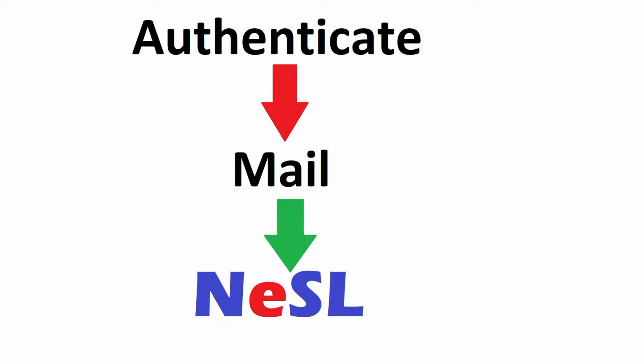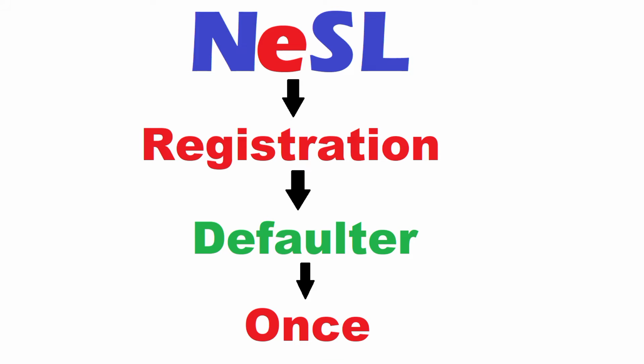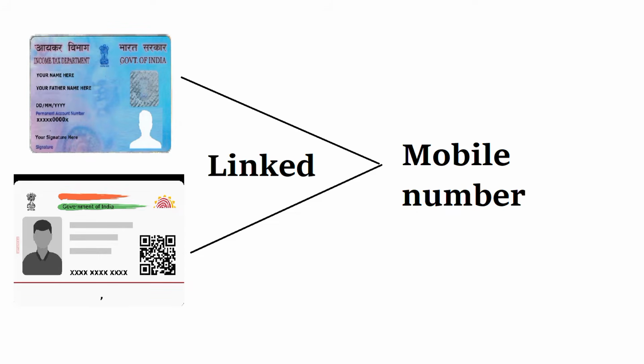The registration with Nesl by the defaulter is done for the first time only. Once the defaulter registers its credentials on Nesl portal, then they can directly answer the mail, no matter how many times they have to authenticate the mail in future. To register and to authenticate the mail from Nesl, your phone number should be linked to your Aadhaar and PAN card.